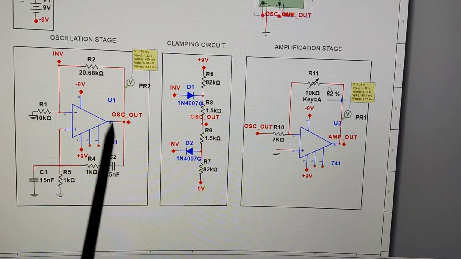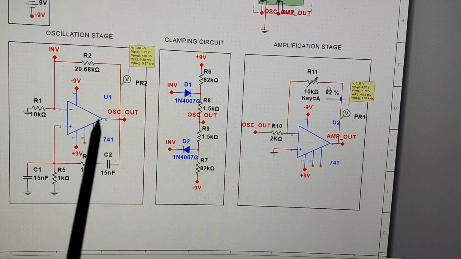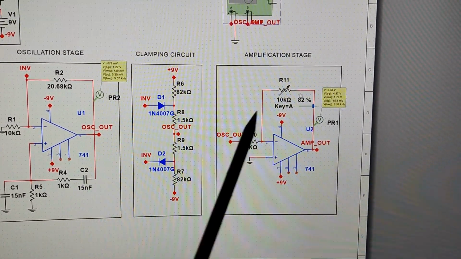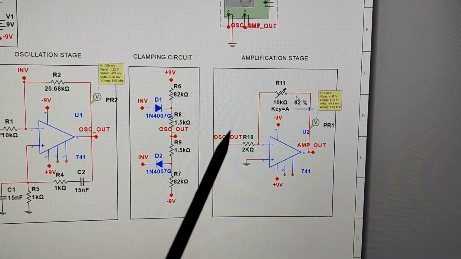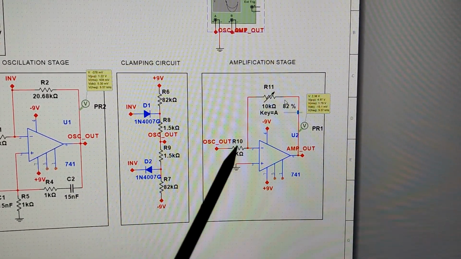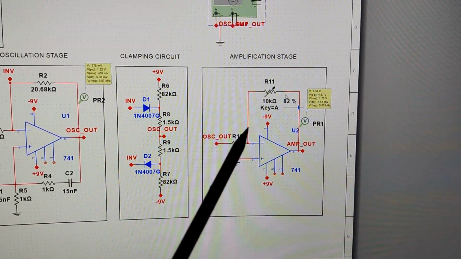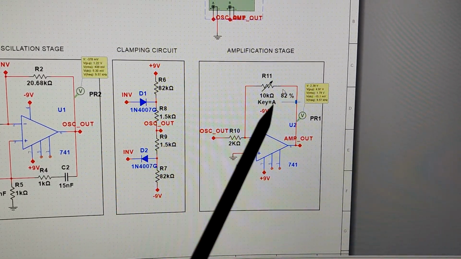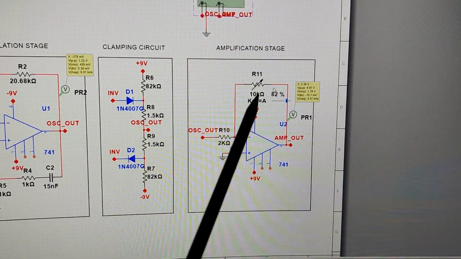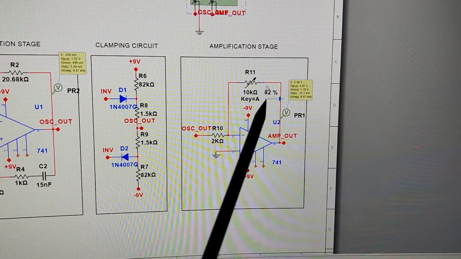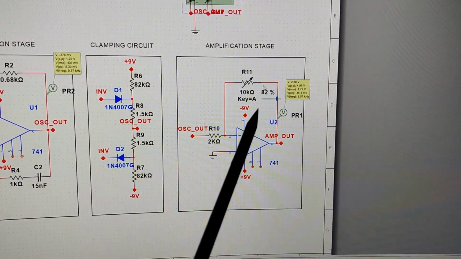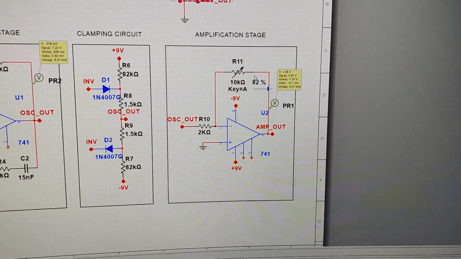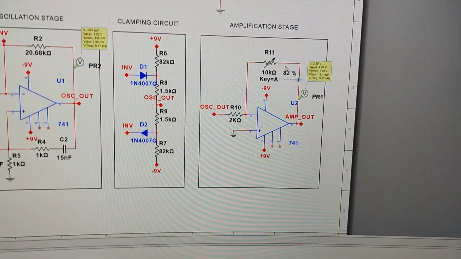Here we receive the output of the oscillation stage, the clamping circuit and oscillation stage combined. And we can see that we have a 10 kilo ohm potentiometer with a 2 kilo ohm resistor here, which would give us a maximum gain of 5. Well, in this case, we have a gain of 4.1, since the potentiometer is at 82%. So this means that we get a peak-to-peak voltage of 4.97 volts, which is really close to what we want.